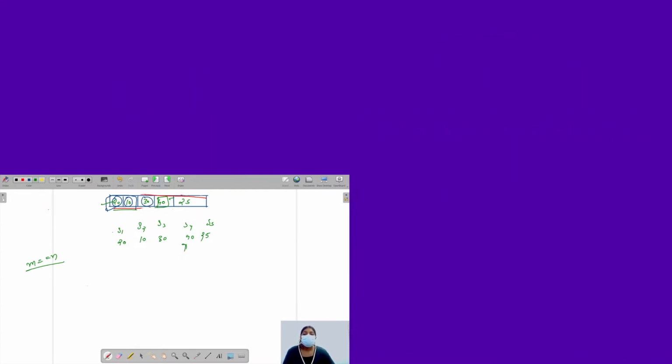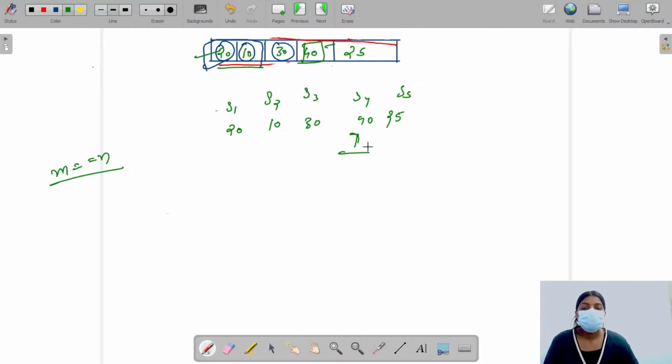So the maximum load on a student is going to be what? It is going to be the max of the array, right? Because at least one student has to read the book with the maximum pages, right? So my answer is going to be the max of my array, when my m is equal to n. Okay.